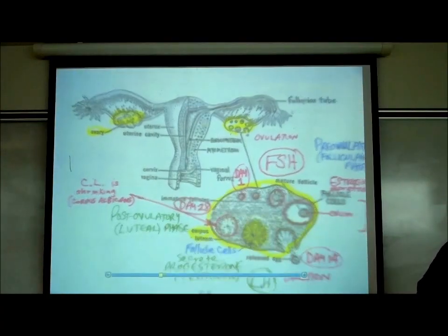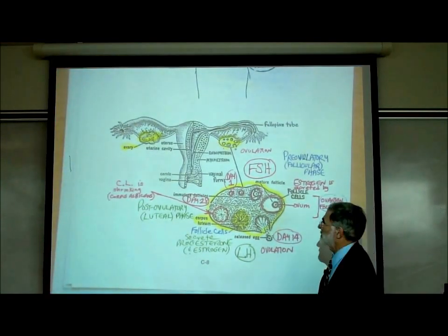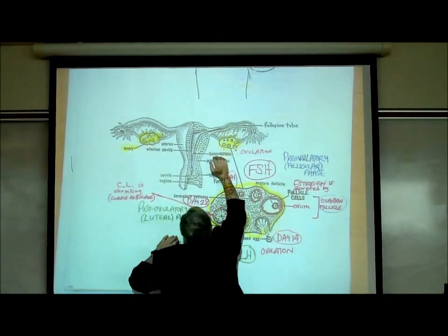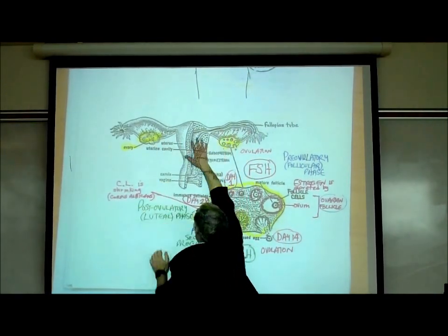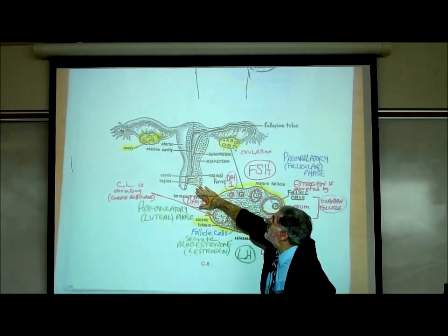So on C8, all right, so this is the female reproductive system. So let's look at it real quickly here. Here's the ovaries. These are the fallopian tubes. This is the uterus. The uterus is made up of an inner layer called the endometrium.